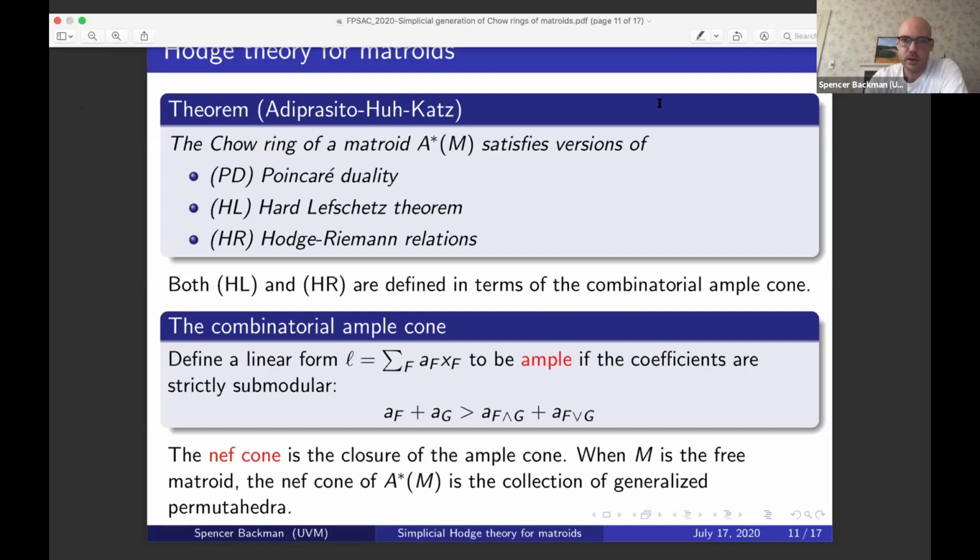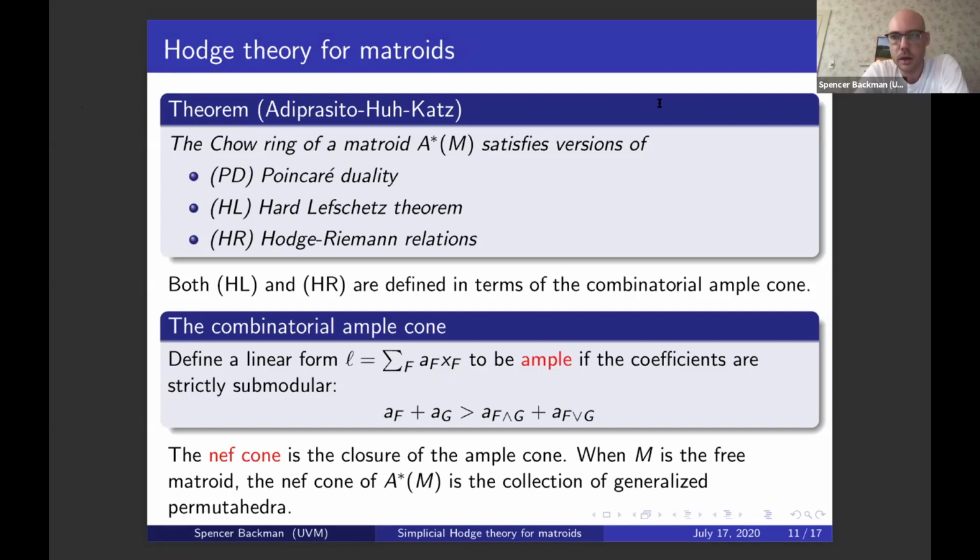The reason that this is so unexpected is because the toric variety of the Bergman fan is not a projective variety. It is smooth, but it's not projective. It's not even complete. And so there's really no reason to expect that the cohomology ring would satisfy these properties, yet they do.